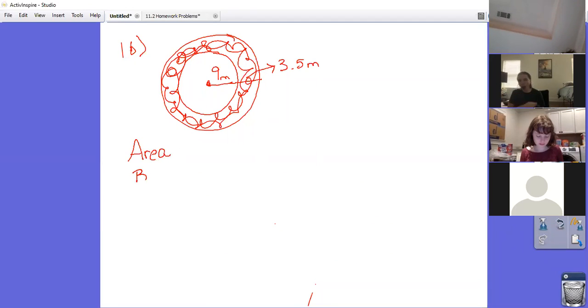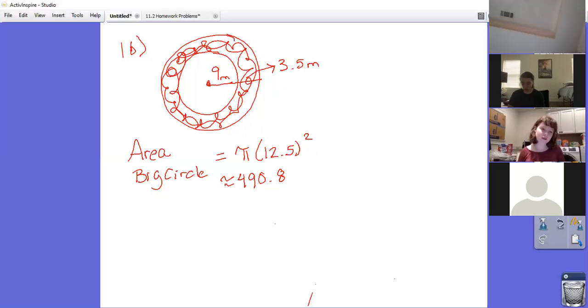So the area of the big circle. I have to use 9 plus 3.5, which gives me 12.5. That would be the radius of the big circle. So pi times 12.5 squared. I'm just going to multiply that out and get an approximation, and I get 490.87 meters squared. So that's for the big circle.